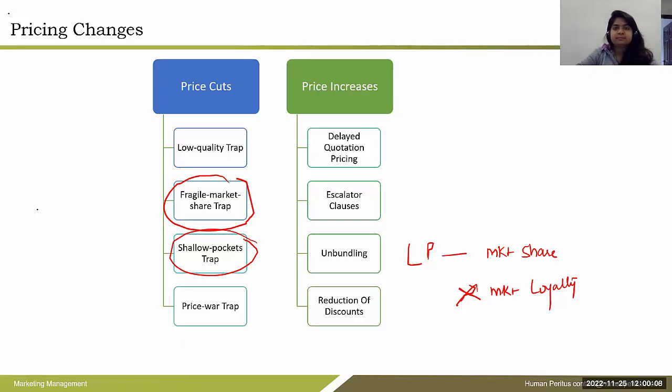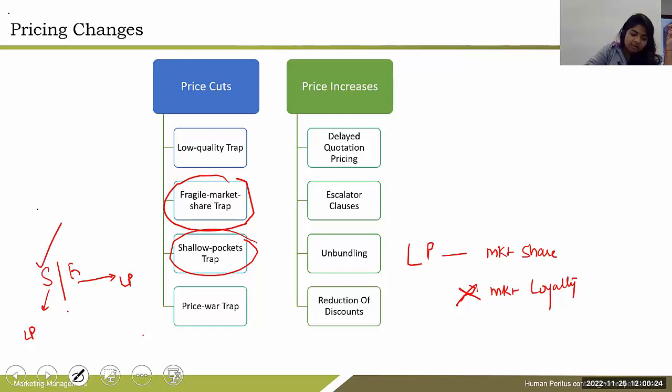Shallow pocket trap. Sometimes there is a small company and a big company. If the small company is offering a lower price, the big company may reduce the price even more because they have big pockets and can sustain it for a longer time. Okay, but the small company will go out of business. That's exactly what Jio does everywhere. They're a big company, they have big pockets, and they have the ability to sustain these freebies for a longer period of time. They do it because they gain the market share and remove their competitors. Okay, this is the shallow pocket trap.